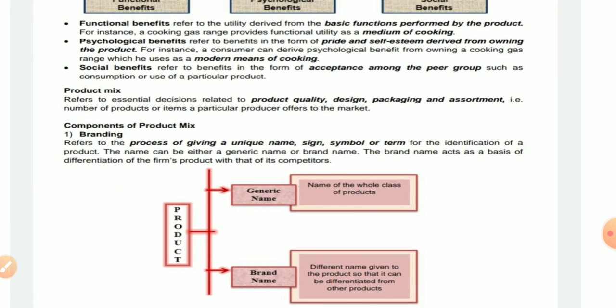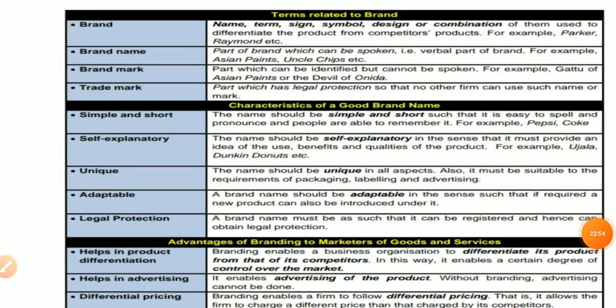Okay, so the product mix includes generic name and brand name. The generic name is the name of the whole class of the product, and the brand name is the different name given to the product which can differentiate the product in the market, right? So these are the main elements of the product mix.